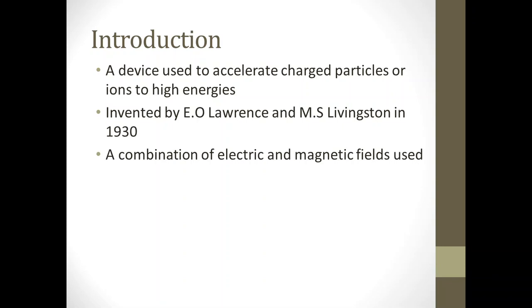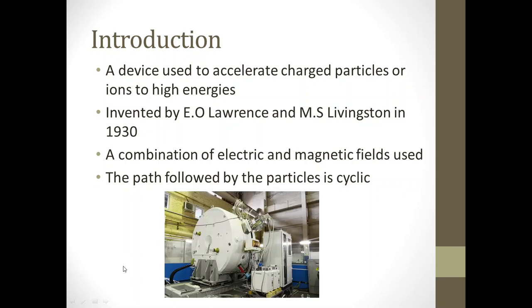So, as we have been talking about, even in a cyclotron, a combination of an electric and magnetic field is used to accelerate particles, and the path followed by the particles in a cyclotron as they are being accelerated is cyclic in nature, a circular path, hence the name cyclotron. So this is a picture of a cyclotron.